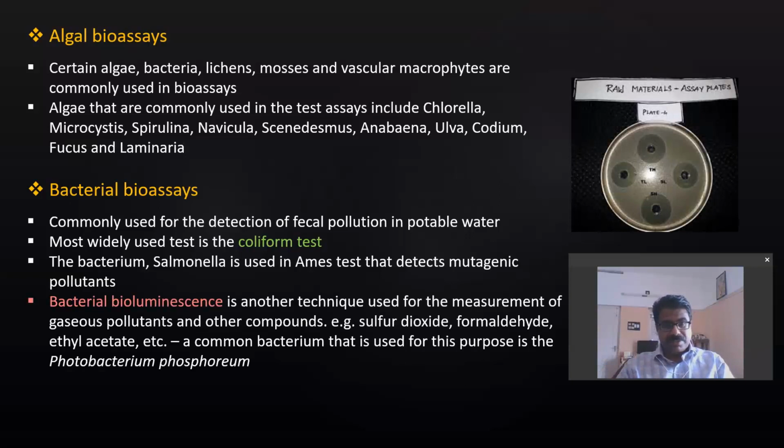And there's another thing called bacterial bioluminescence. Here the bacteria light up. This is another technique used for the measurement of gaseous pollutants and other compounds. For example, sulfur dioxide, formaldehyde, ethyl acetate. These can all be detected by bacterial bioluminescence. And the common bacterium used for this purpose is Photobacterium phosphoreum.